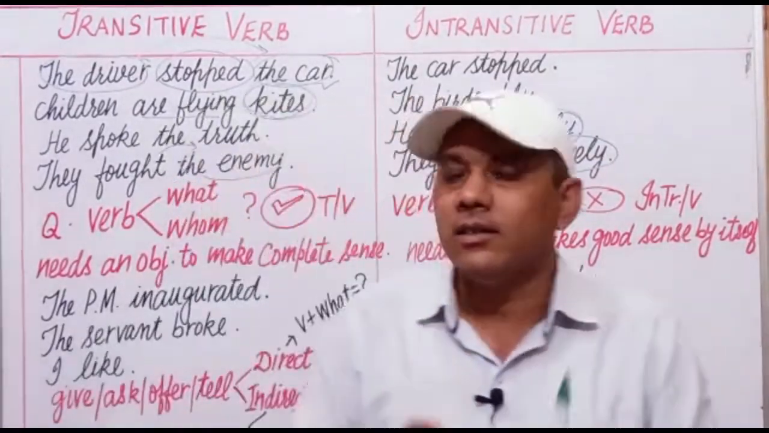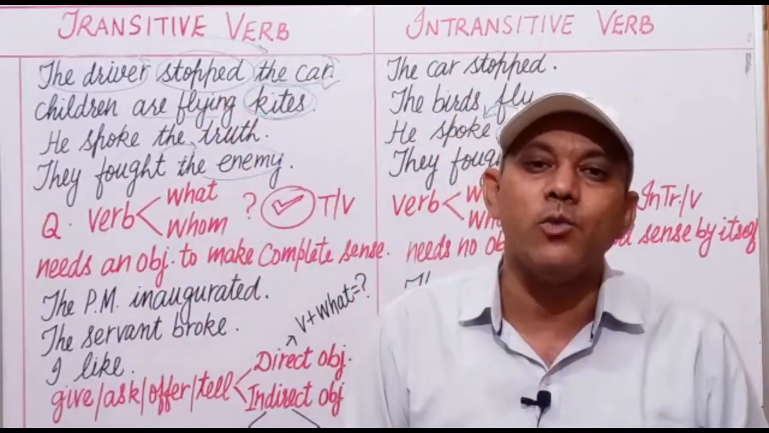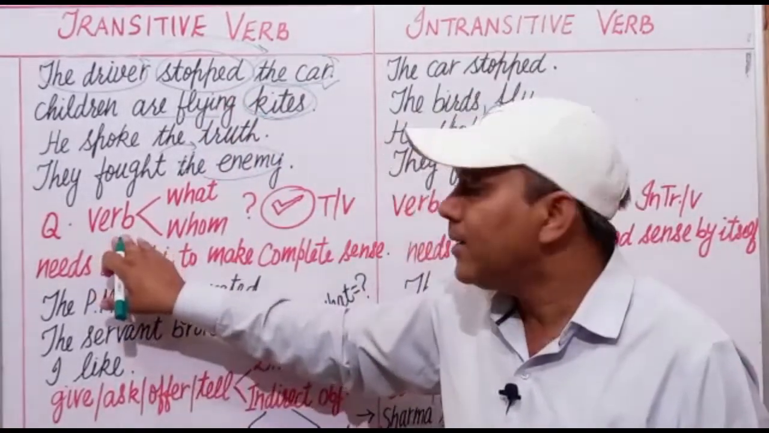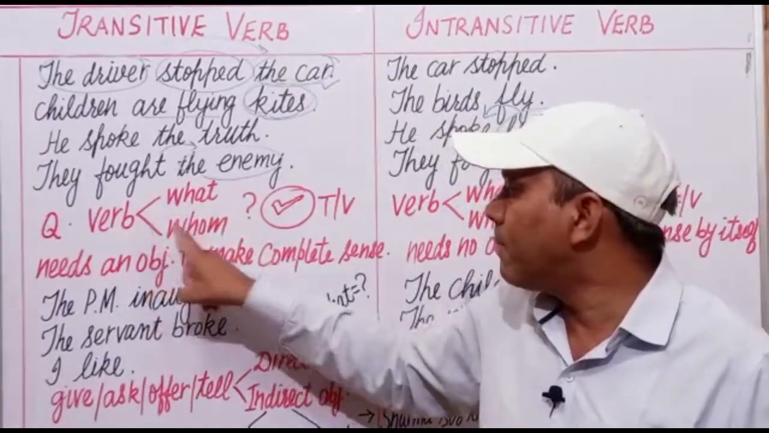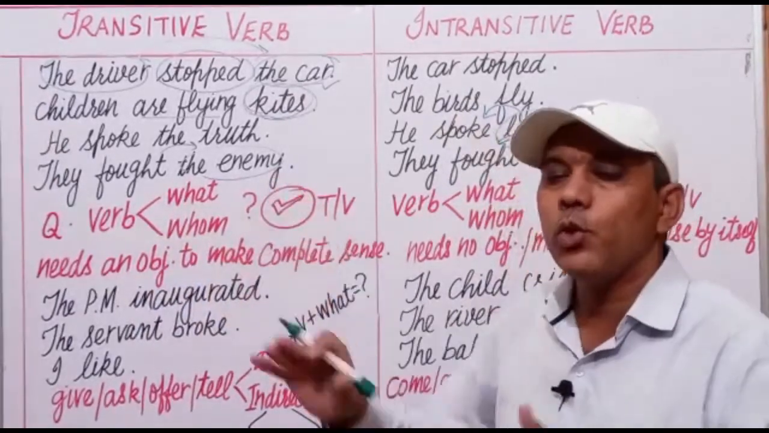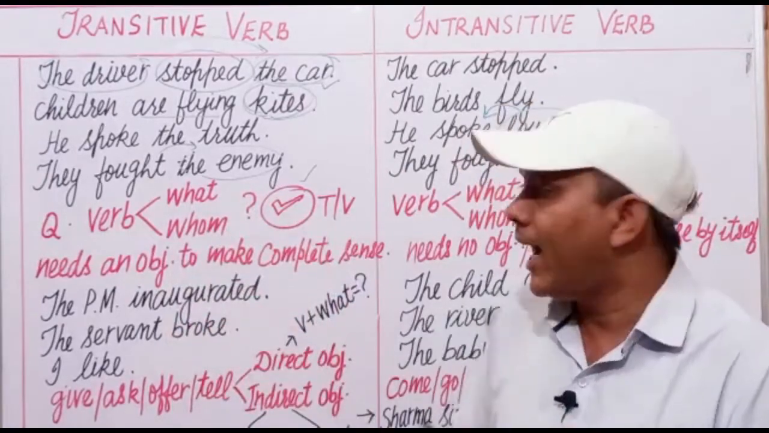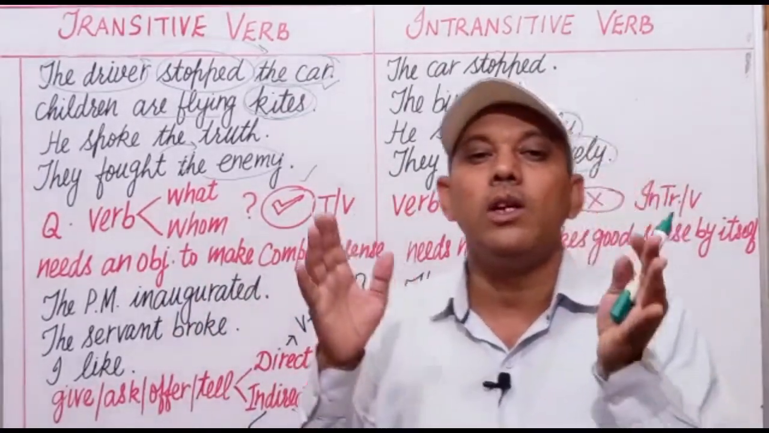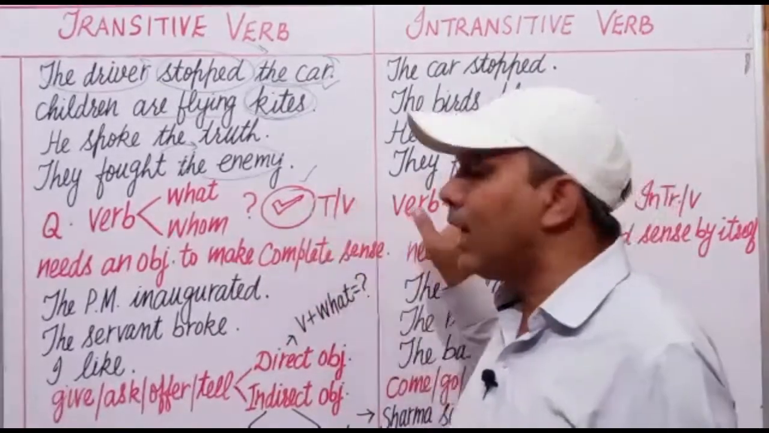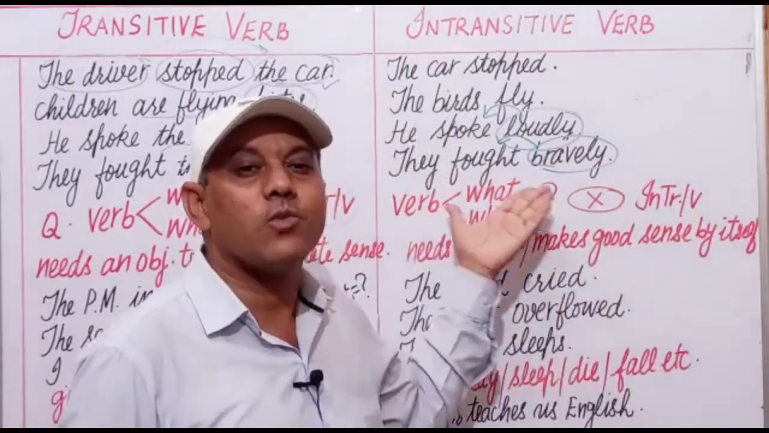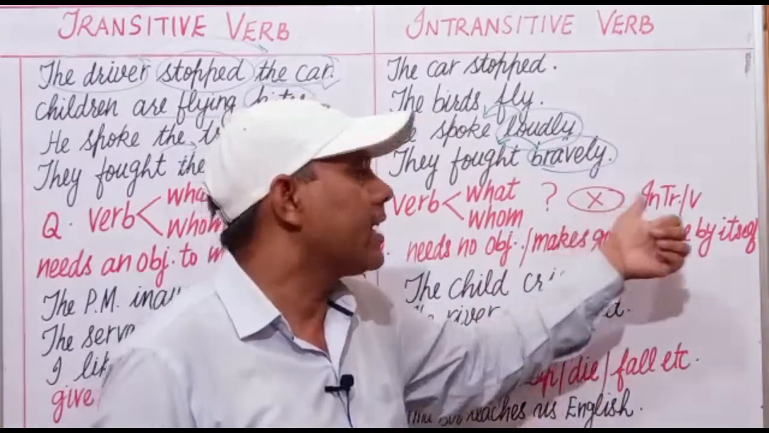Now, let us take the concept of how we can identify a transitive or intransitive verb in a sentence. Look at this formula. Frame a question: verb plus what or verb plus whom. If you get an answer, the answer will be the object of the transitive verb, and that verb is said to be a transitive verb. Or when we get no answer, when we frame the question verb plus what or verb plus whom, the verb here is an intransitive verb.